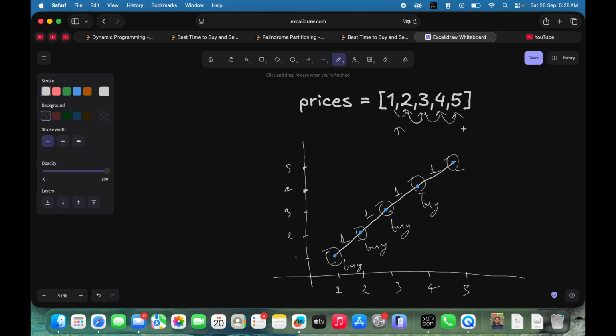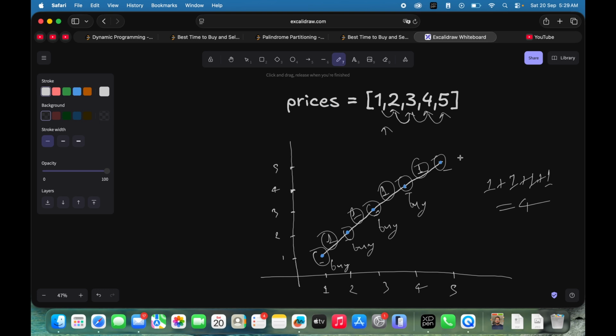So how much profit did we make? 1 plus 1 plus 1 plus 1. That is 1 plus 1 plus 1 plus 1 is equal to 4, right? We made a profit of 4 units. So I believe you can understand how the intuition for these kinds of problems works, right? But also guys, you can notice that if I just buy on one day and sell on the last day because the entire thing is continuously increasing, then 5 minus 1 is equal to 4.